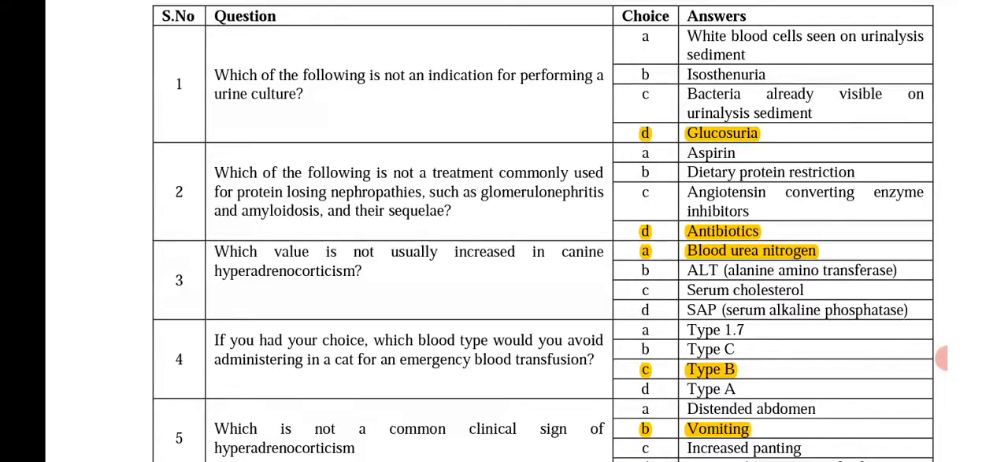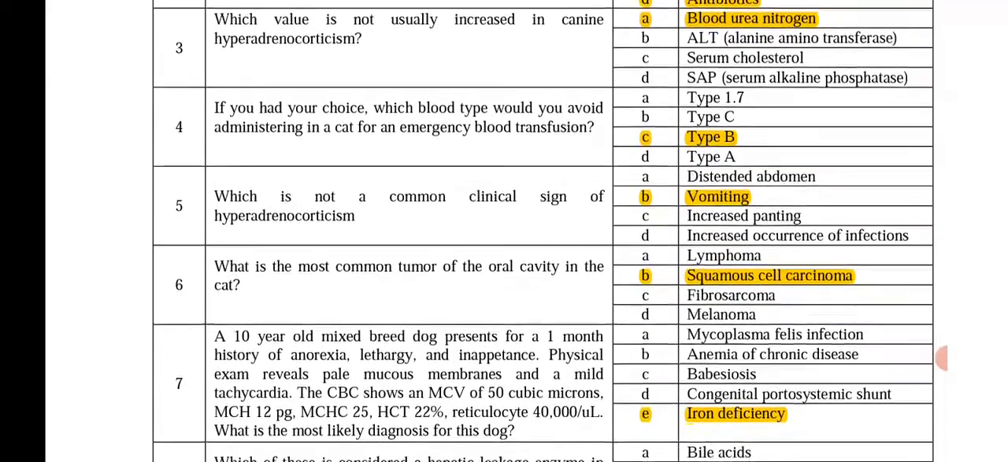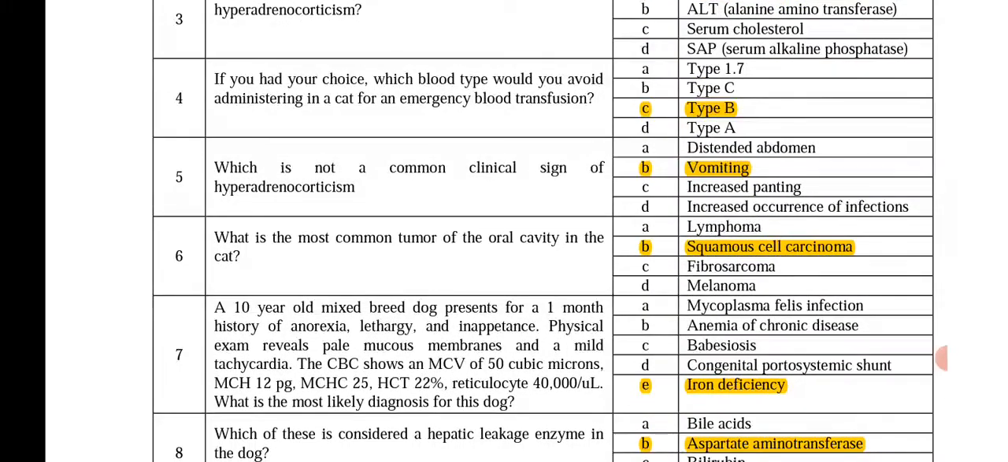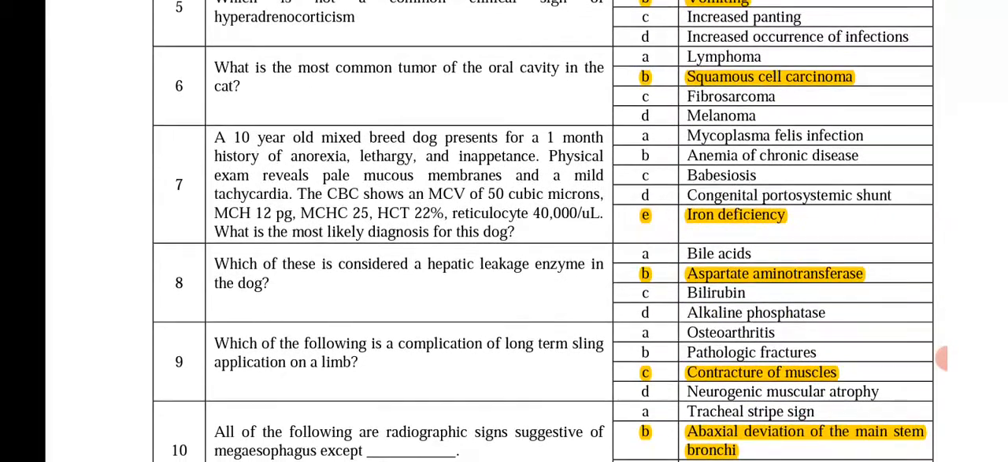If you had your choice, which blood type would you avoid administering in a cat for an emergency? Blood transfusion type B. Which is not a common clinical sign of hyperadrenocorticism? Vomiting. What is the common tumor of the oral cavity in the cat? Squamous cell carcinoma.